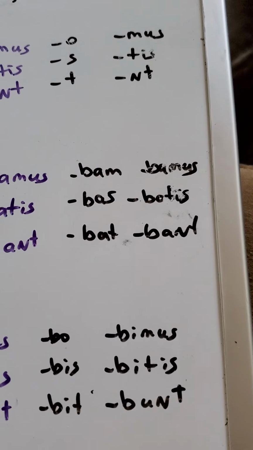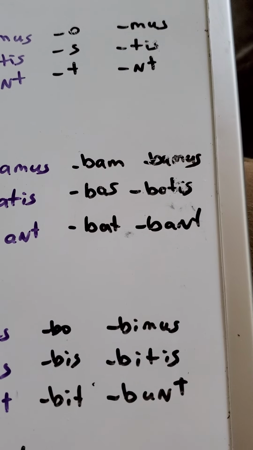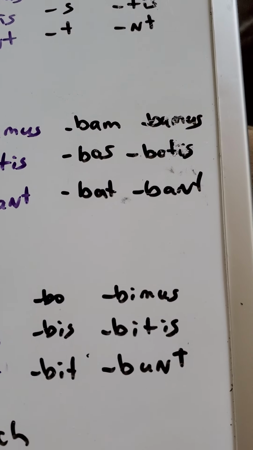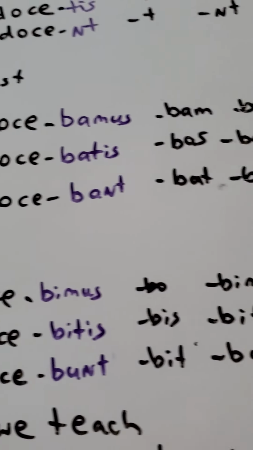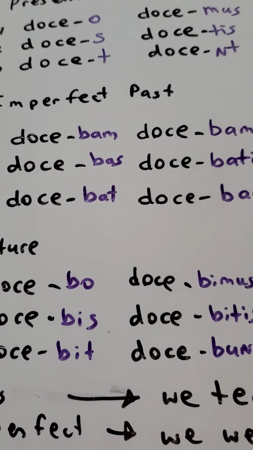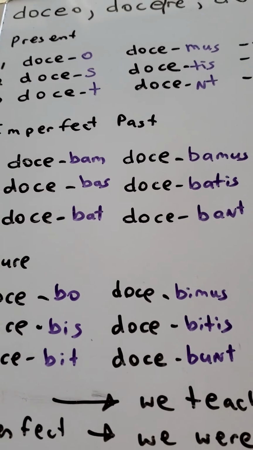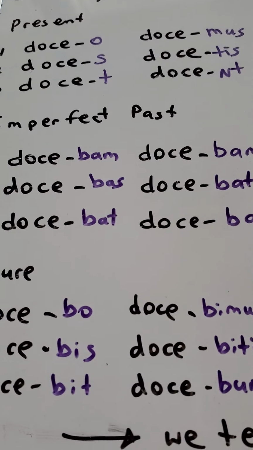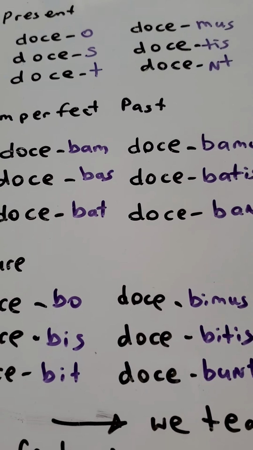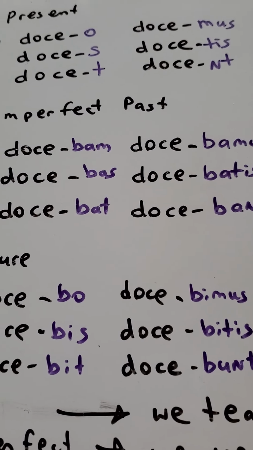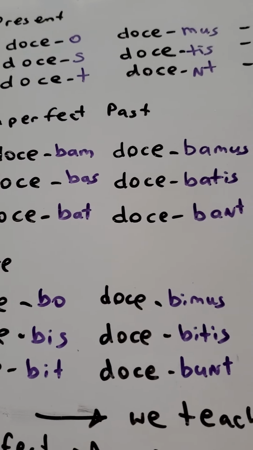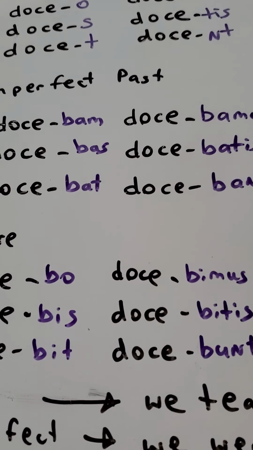O, s, t, mus, tis, nt; bam, bas, bat, bamus, batis, bant; bo, bis, bit, bimus, bitis, bunt, all attached to the same stem. Latin verb system is very regular for the most part. There are some wacky things, but basically it's very regular.